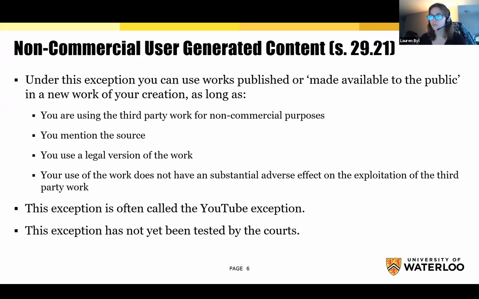You need to mention the source where you got it from. You could do that in something as simple as a final references slide in your video. You need to use a legal version of the work, so you don't want to be sourcing it from a pirated or illegal copy you found on the internet. You want to go to the original source of the content. And then you need to be sure that your use of the work won't have any substantial adverse effect or negative impact on the creator. For example, if you're using a product in a video that explains how horrible the product is, that may be likely to have a substantial adverse effect on the original creator.